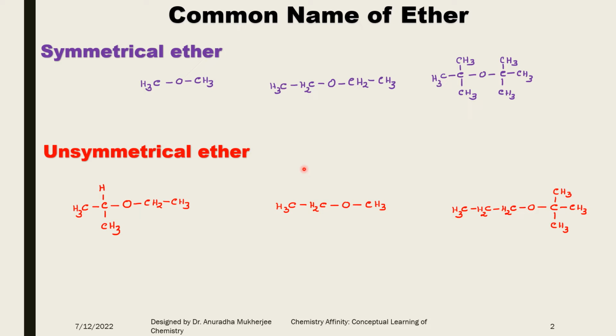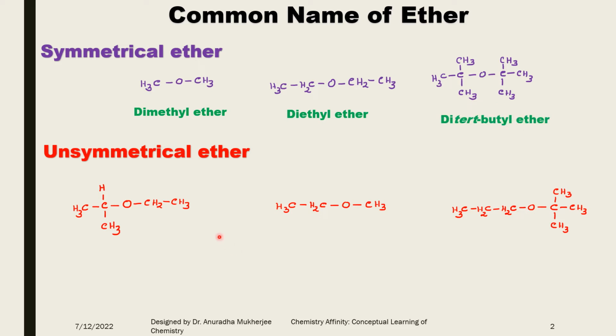Now how to give the common name of ether? For symmetrical ether it's quite easy. Since it has two methyl groups, we can write dimethyl ether. Here two ethyl groups, so we can write diethyl ether. Here two tertiary butyl groups, so we can write ditertiary butyl ether.